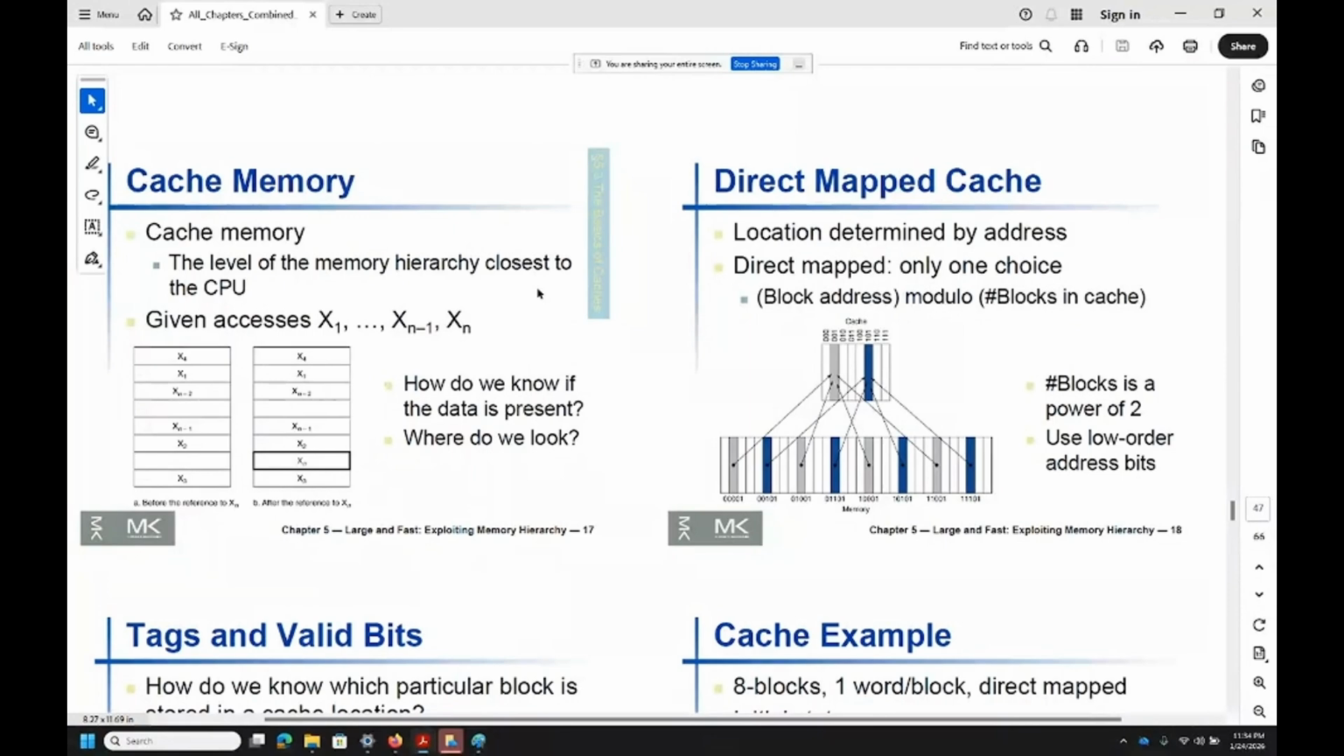So one question is how do we know if the data is present? And the second is where do we look? Caches are something known as content addressed memory. Content addressed memory is different from a normal addressed memory, in the sense that the name gives it away. The processor does not look for memory addresses, it looks for data.